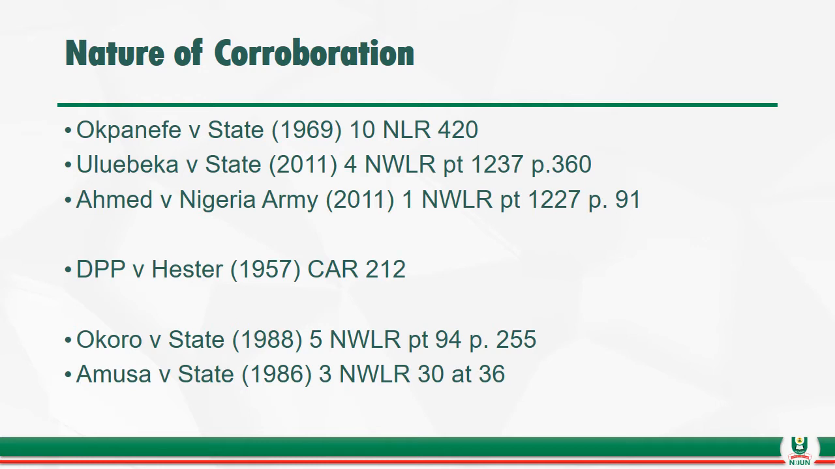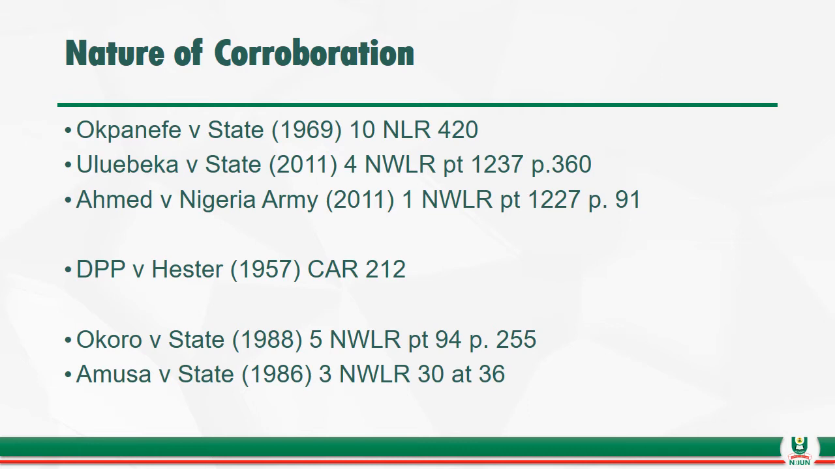In the case of Ulubeka versus State, a court can and is entitled to act on the evidence of one single witness if the witness is believed, given all the circumstances of the case. A single credible witness can establish a case beyond reasonable doubt unless where the law requires corroboration.